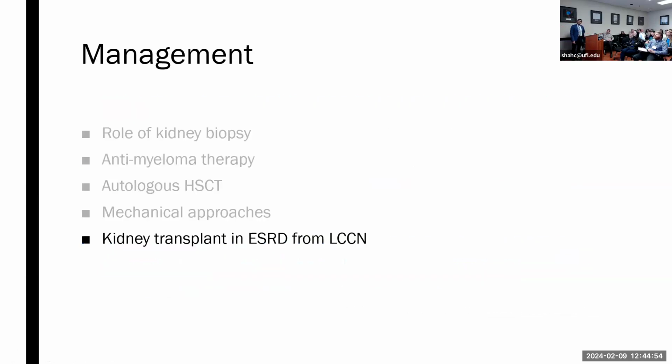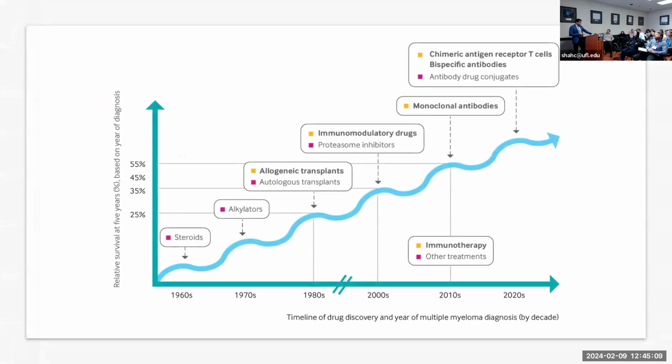All right, we'll try to summarize my last topic: kidney transplant in patients who are dialysis dependent from light chain cast nephropathy, and the recent update in the literature about it. If we summarize the therapeutic approach in patients with multiple myeloma, we can see the history.